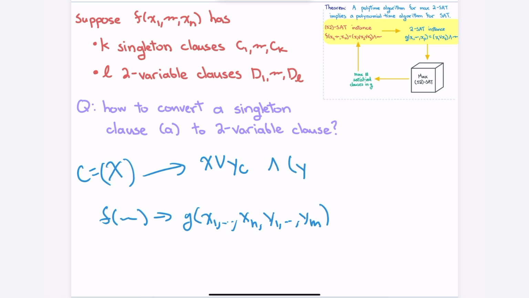But this is not a clause. If you expand out, assigning Y_C equal to 0 is the same as writing not Y_C as its own clause, but that has one variable.